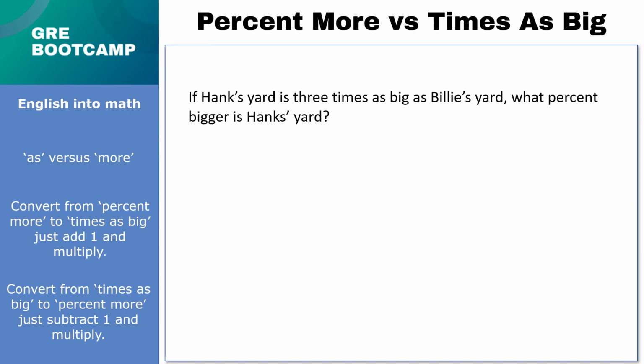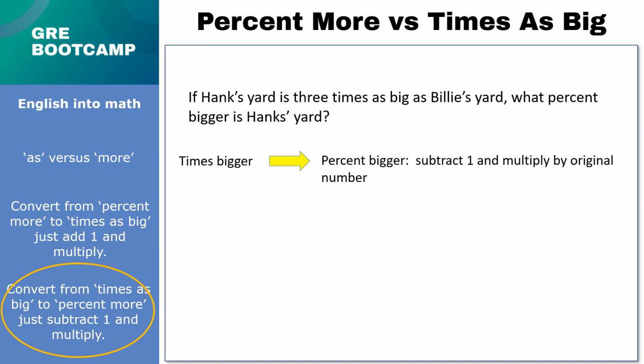This also works in reverse. If Hank's yard is 3 times as big as Billy's yard, what percent bigger is Hank's yard? So to go from times bigger to percent bigger, you subtract 1 and multiply by the original number. So 3 times is 3 minus 1 is 2. Hank's yard is 200% bigger than Billy's.